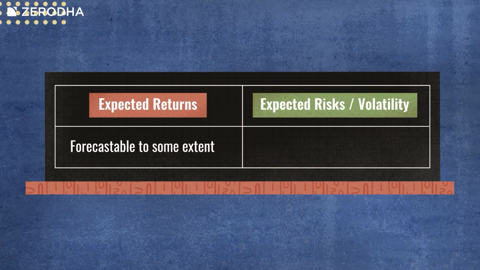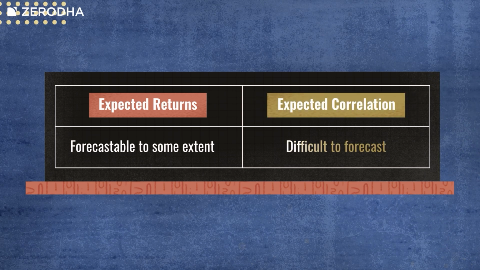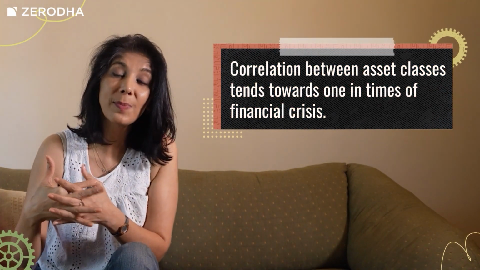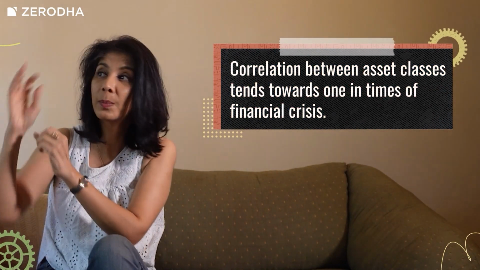Expected risk or expected volatility and expected correlations are much harder to predict. And therefore, most people don't even try. They take historical volatilities and historical correlations. And then when things don't work, when crises happen, all correlations go to 1, which means all of them move together. So equities and debt, like in 2022, they all fell. That is the problem with scientific modeling, that it is taking historical data.